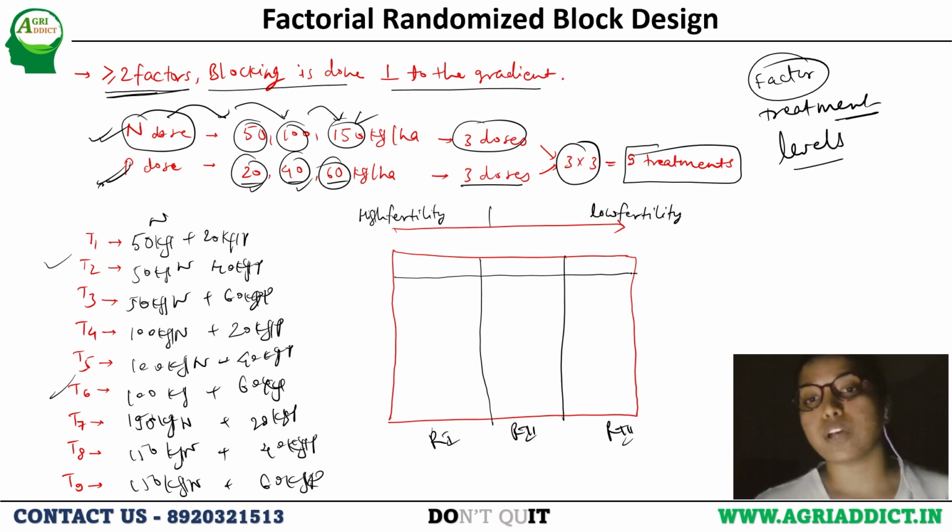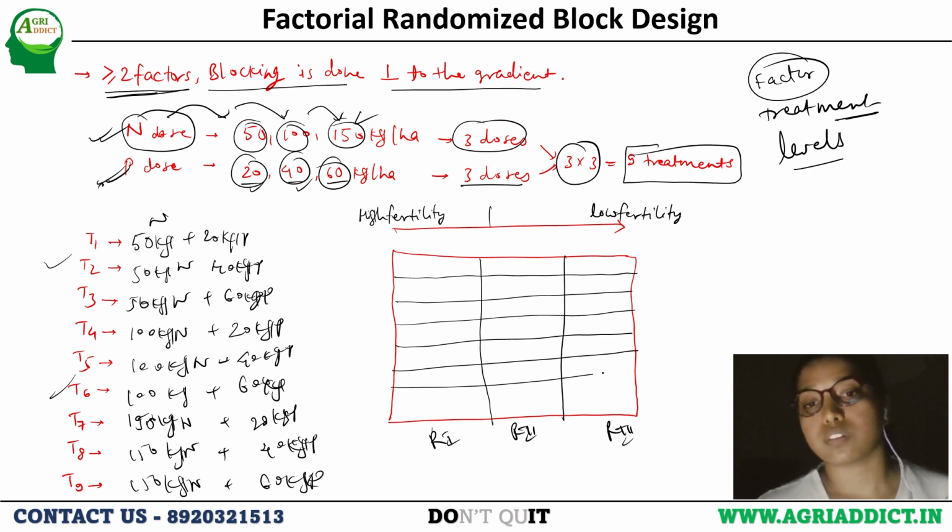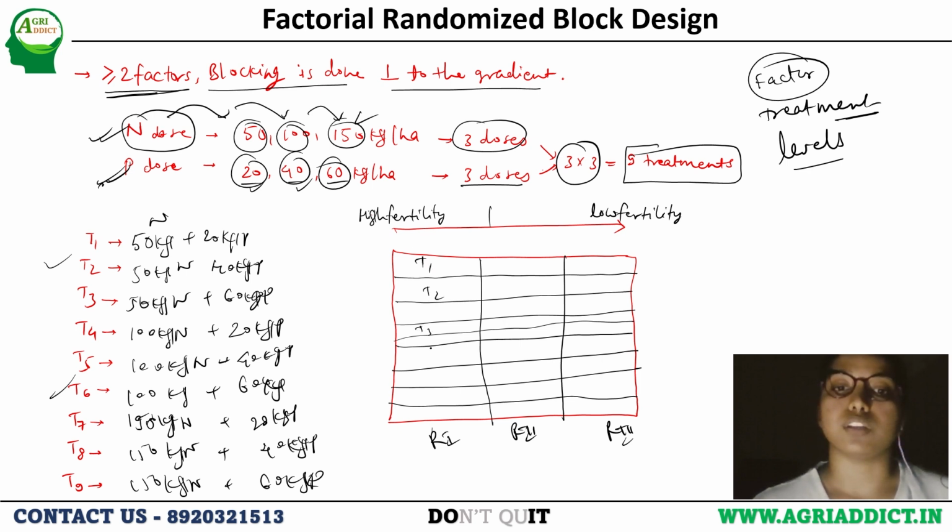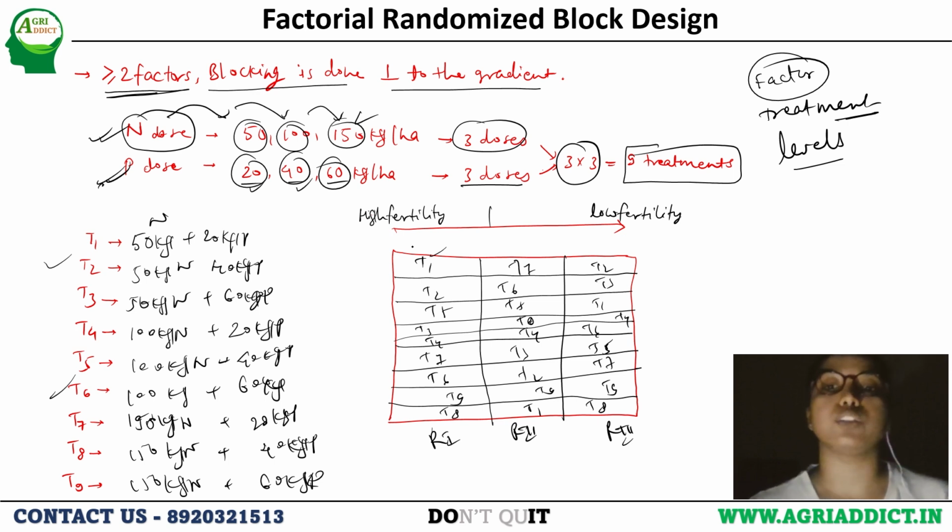And these 9 treatments we have to allocate in 3 replications. How many are there? 1, 2, 3, 4, 5, 6, 7, 8, 9. And now we'll be arranging them randomly. T2, T3, T4, T5, T6, T7, T8, T9, like that. In the first replication, we arrange all the treatments. Now we have to repeat the treatments in replication 2: T1, T2, T3, T4, T5, T6, T7, T8, and T9. Like that here also T1 to T9. Randomly we are allocating throughout the field.